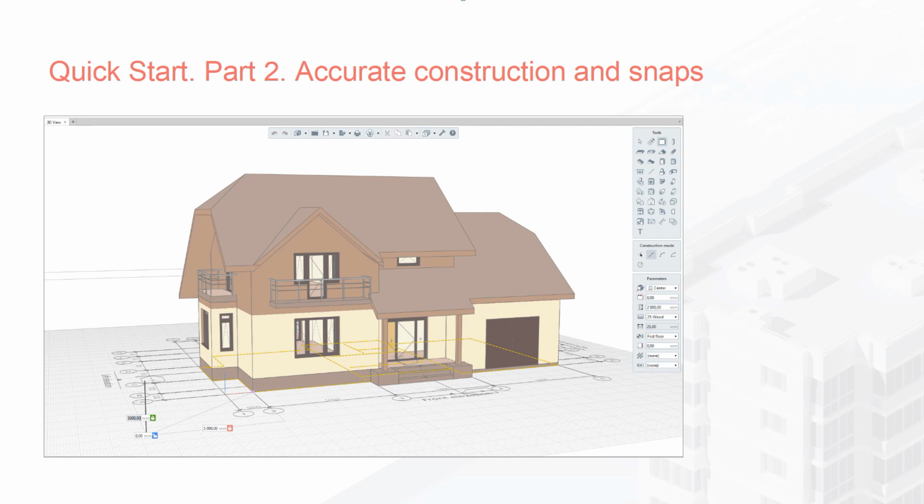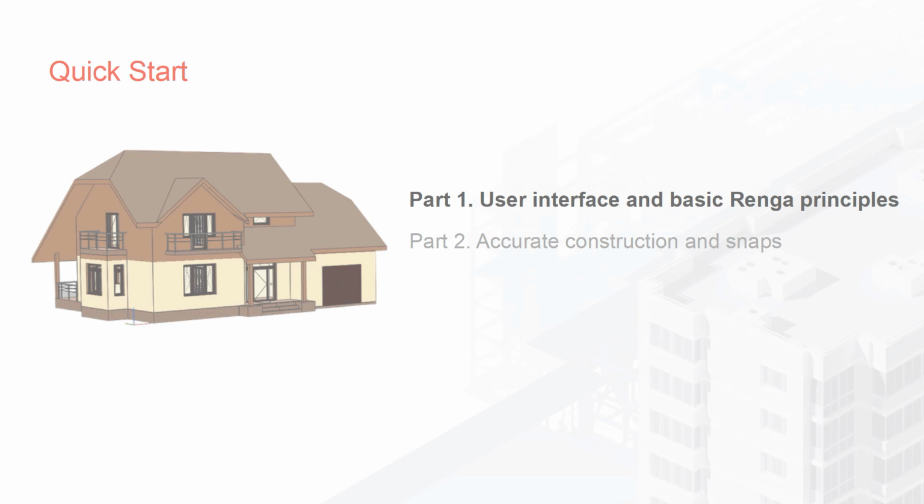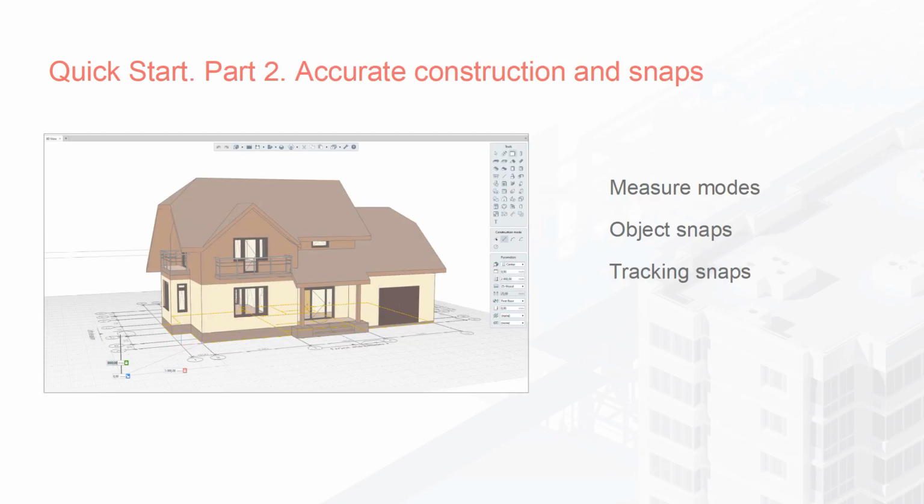This course is the second in the Quick Start series of lessons. We recommend that you take the course, Part 1, User Interface and Basic Render Principles first. In the second part we will study measure modes, object snaps and tracking snaps. We will continue to use the 3D model of the cottage from the first part.